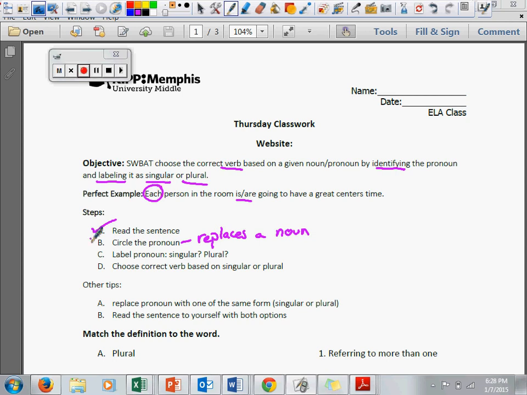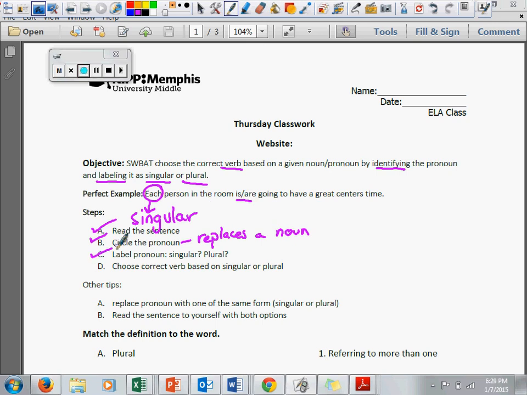So I read the sentence, I circled the pronoun. And now my next step is label the pronoun singular or plural. So I ask myself, does each refer to one or does each refer to more than one? And even though I'm talking about all the students in the class, I'm actually saying each individual person, each one of you, every single person, each person is going to have a great centers time. So I know that each, in this instance, is singular. And when I have a singular pronoun, the verb is then going to be singular. So I just labeled that.